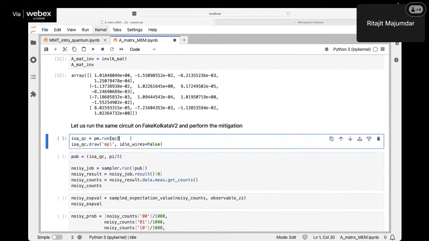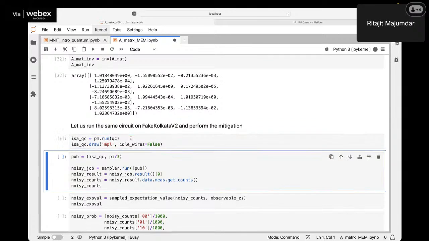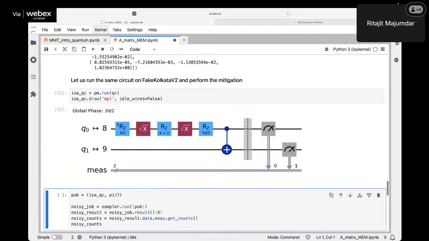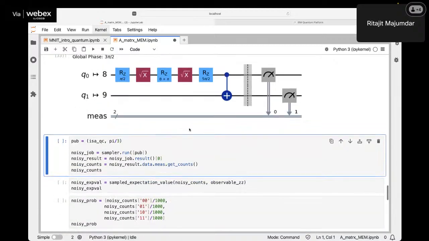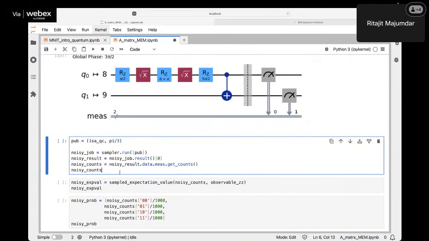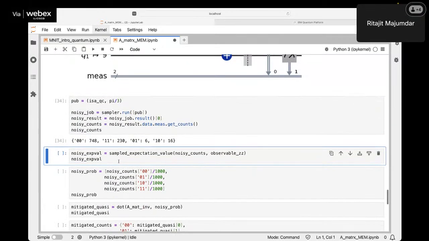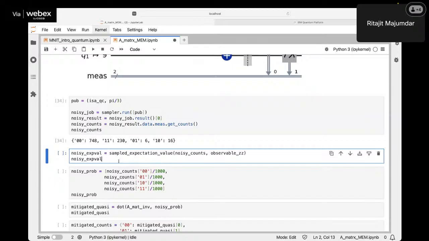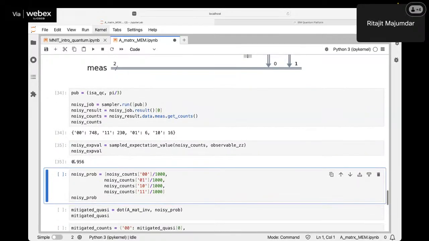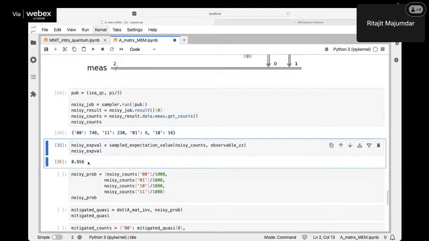Let's run the circuit on fake Kolkata. So I'll transpile my circuit first on fake Kolkata. I'll again do the sampler.run. Now it is running on fake Kolkata on hardware. I'll do my sampled expectation value. I get my noisy expectation value 0.956.